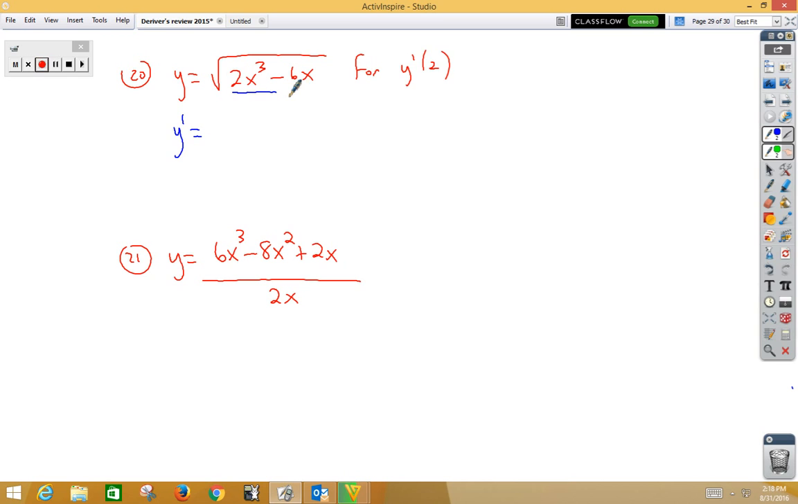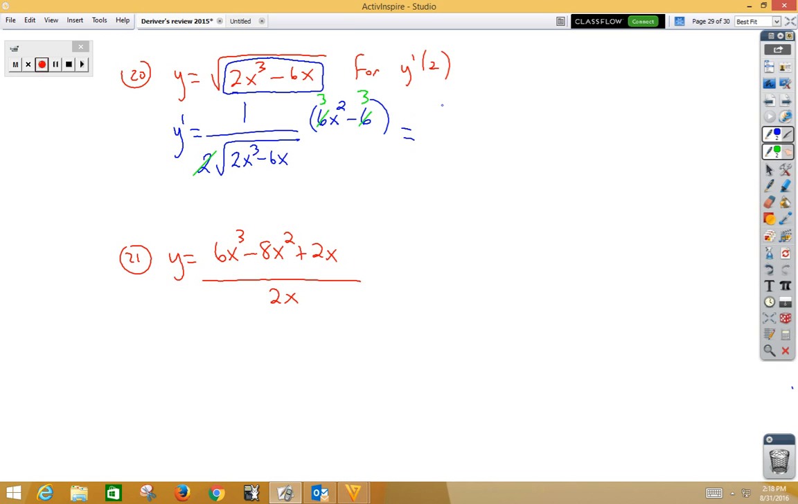We have a chain rule problem. Here's our inside function. Outside function is square root. So 1 over 2 root. Don't change the inside function. Multiply by the derivative of the inside function. So the derivative of 2x cubed minus 6x would be 6x squared minus 6. I think it would be easier if we reduce that. So we can cancel out a 2, which would turn both of these into 3's.